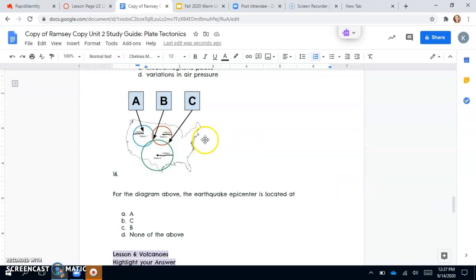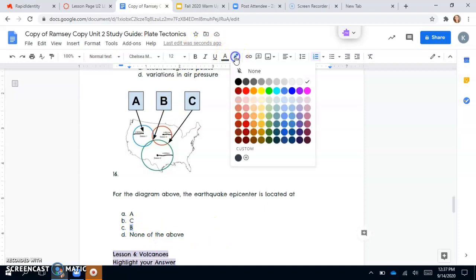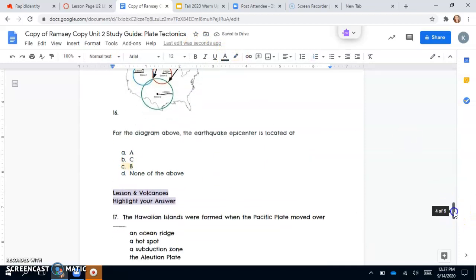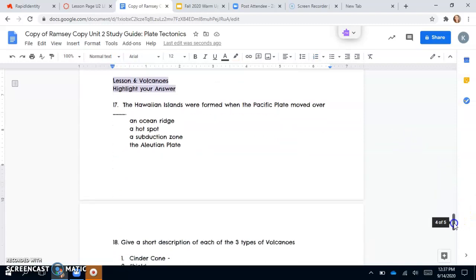So if we look here, point A is pointing at this seismogram. Point C is pointing at a location between 2 seismograms, and then B is pointing at the center between all 3. B is going to be the intersection point, so B is going to be the location of our epicenter of our earthquake. Remember, that's the point above the focus.